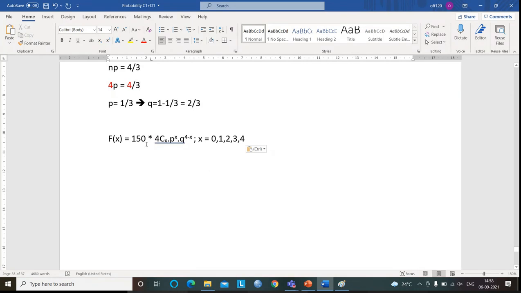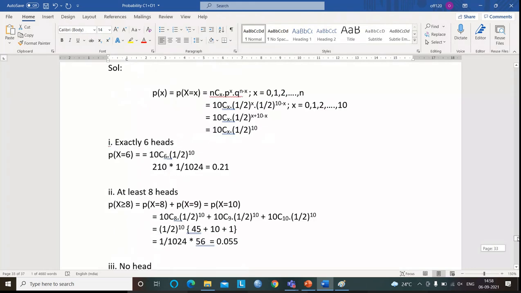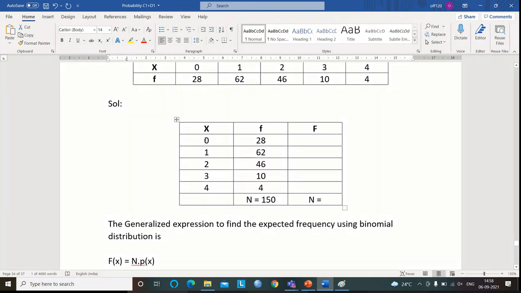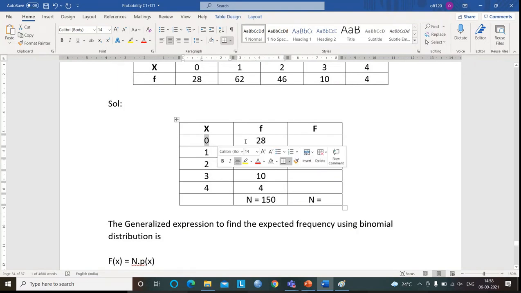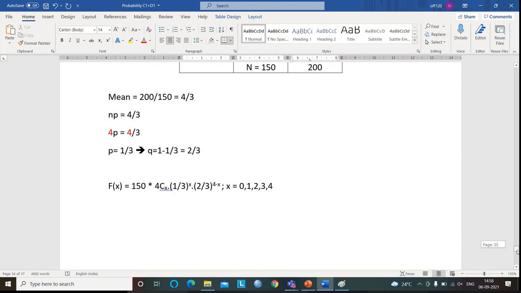Now f of x is equal to 150 into 4Cx into, what is the P value now? P value is 1 by 3 to the power of x. And what is the Q value? It is 2 by 3, 2 by 3 to the power of 4 minus x, where x is ranging from 0 to 4. Now what do we need to find out finally? We need to find out when x is equal to 0, 1, 2, 3, 4. Simply, when x is equal to 0, what is small f value? 28.